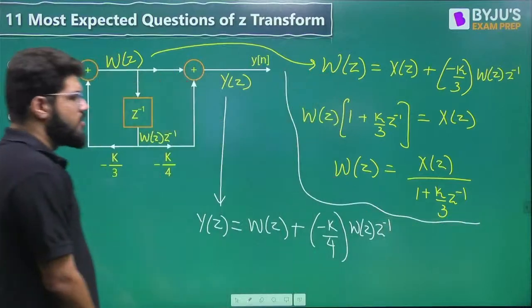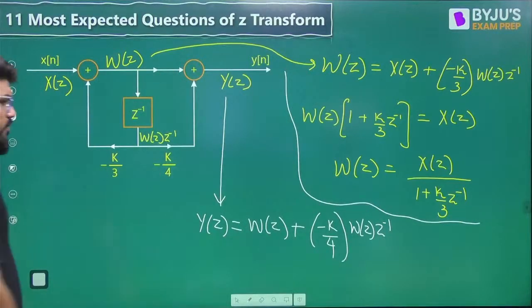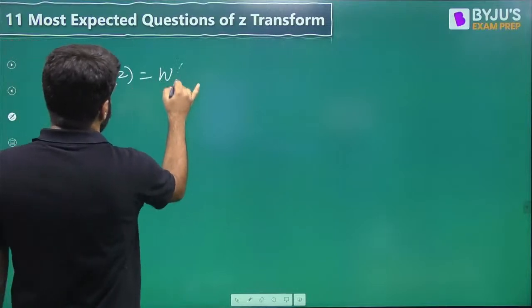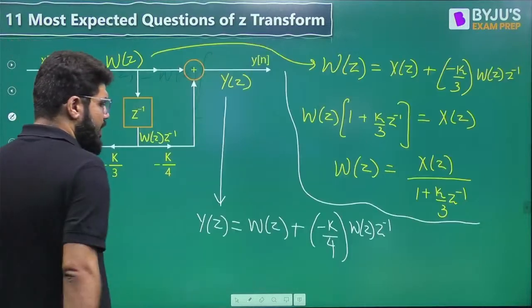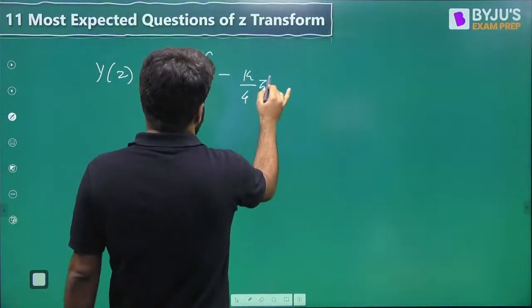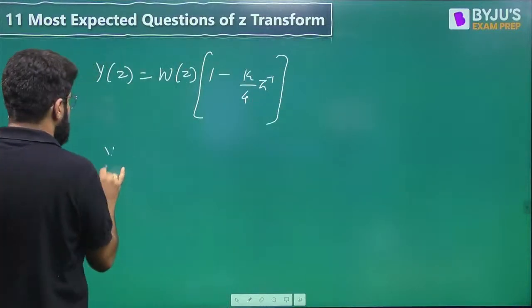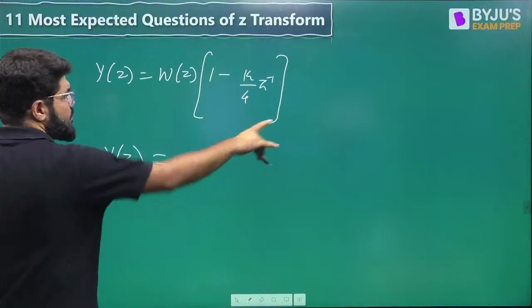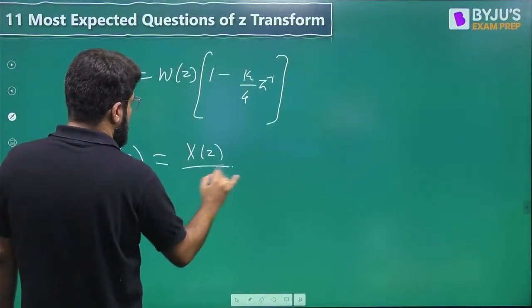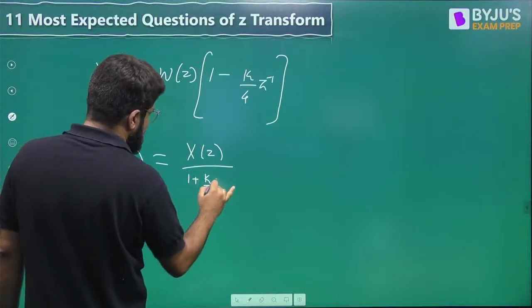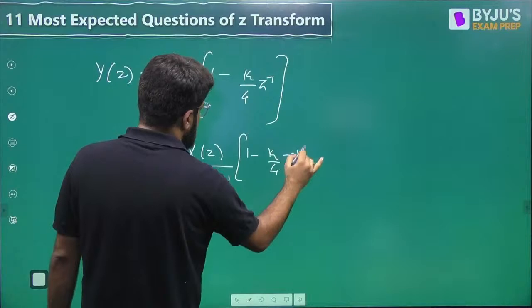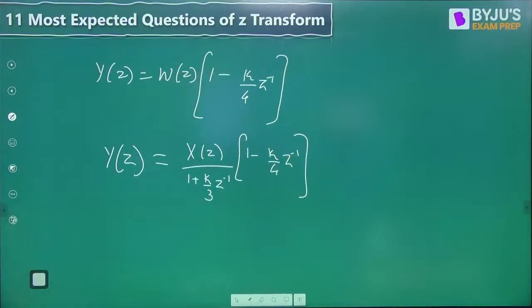Okay, so come on, let's solve it. We have W(z) to be taken common. Y of Z equals W(z) multiplied by 1 minus K by 4 Z inverse. What should be the value of W(z)? Substitute W(z) from the previous equation, that is X of Z upon 1 plus K by 3 Z inverse, multiplied by 1 minus K by 4 Z inverse. All okay, guys?